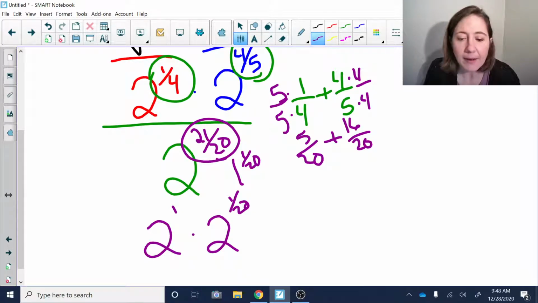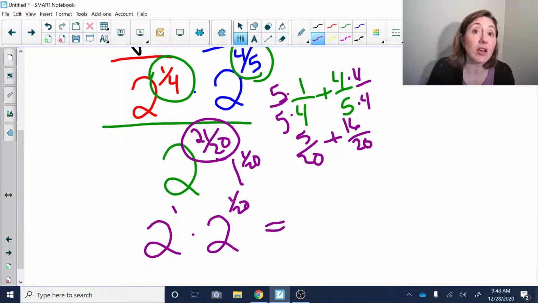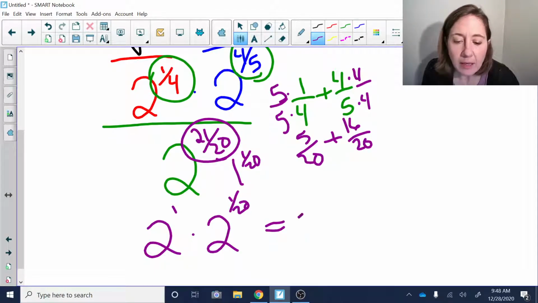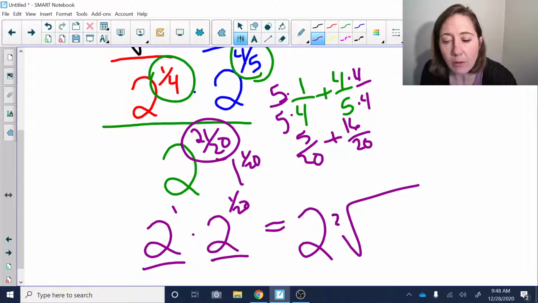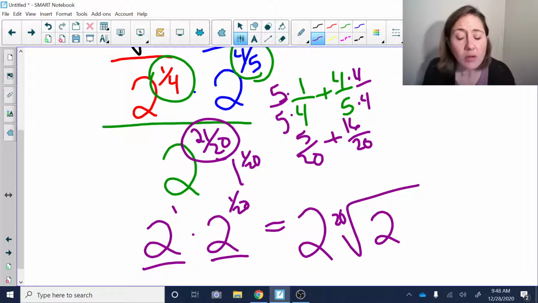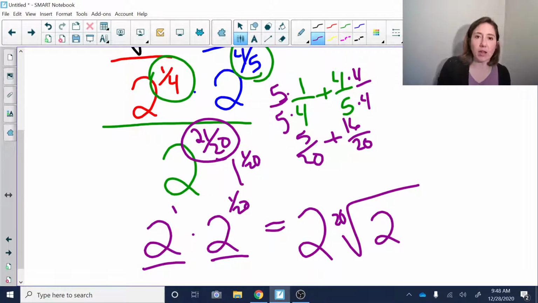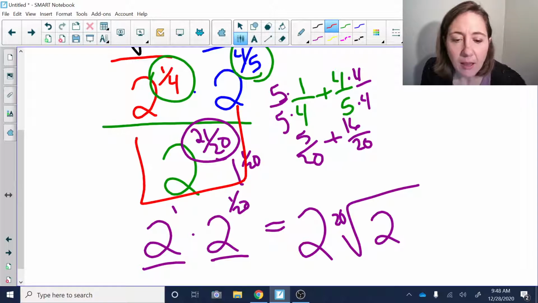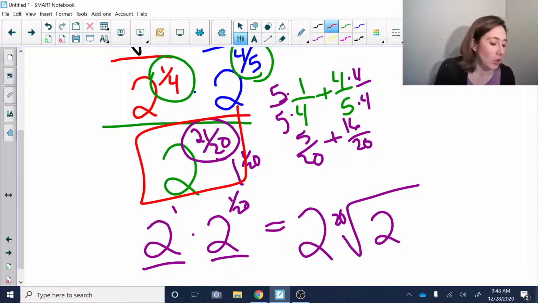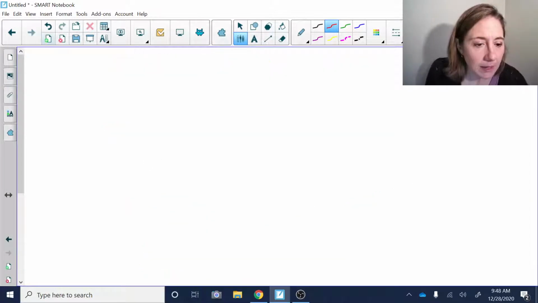But I want to show you that because if you saw the answer in radical form, it would look like this. The 2 to the 1st is just a 2, but the 2 to the 1/20 would be the 20th root of 2. So you might see it like that too if they convert it back to radical form. If it doesn't say to convert it back to radical form, just leave it as a fractional exponent. Just leave it like this, and that's fine with me. So there's one problem. Let's see something else here.